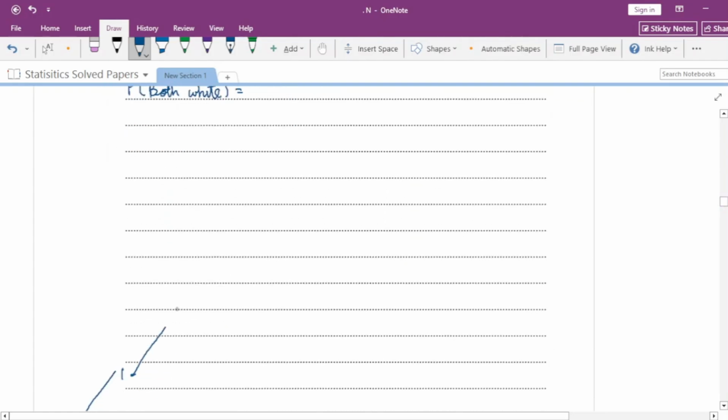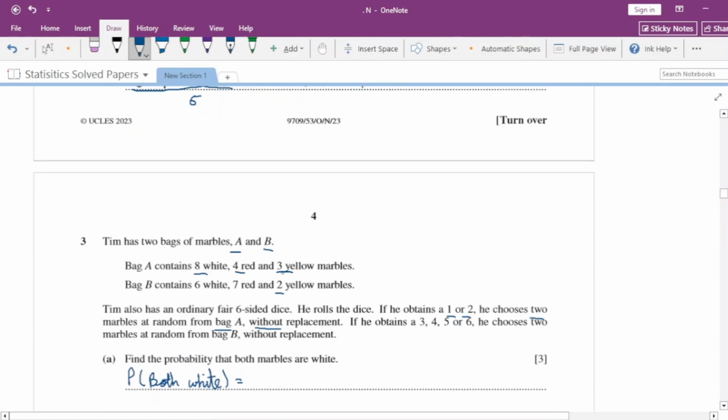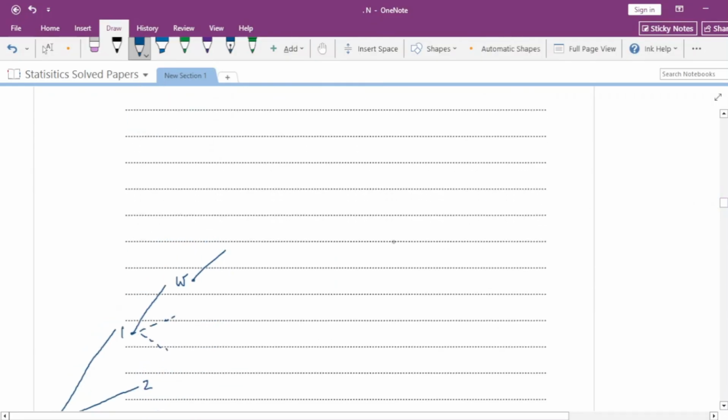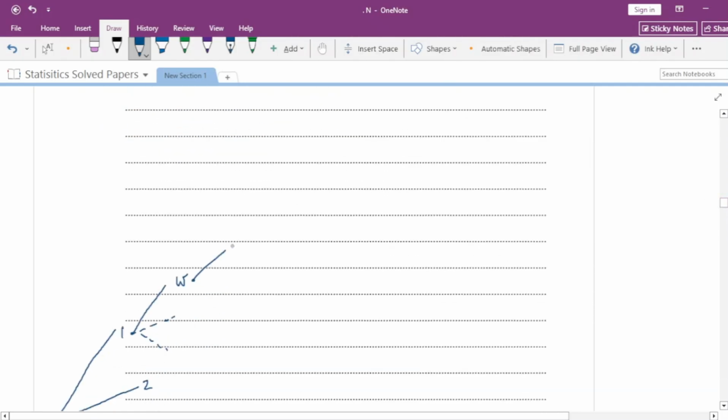All right. So we want white. Of course, there are other branches as well. It's not that they have just disappeared. We're just not drawing them because we're not concerned with them right now. So this is the first pick from bag A. Now we also need a second pick because they said we're going to choose 2 marbles without replacement. So after we have chosen white, and we only want to focus on choosing white because they said both marbles are white, we again want the probability of white.